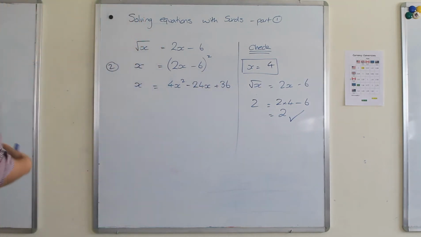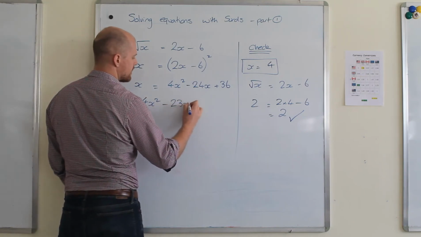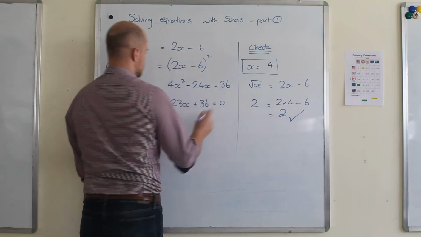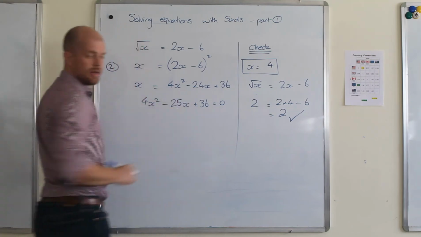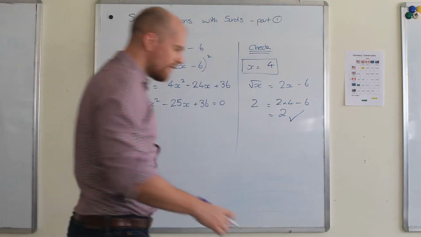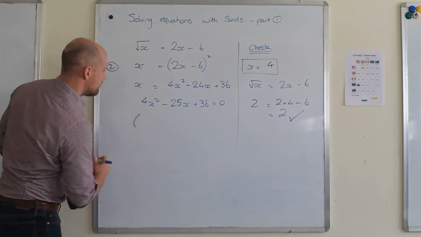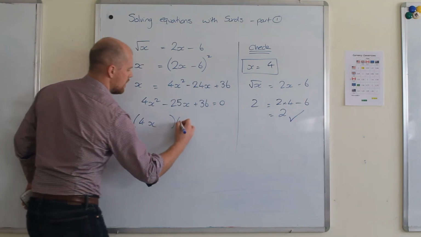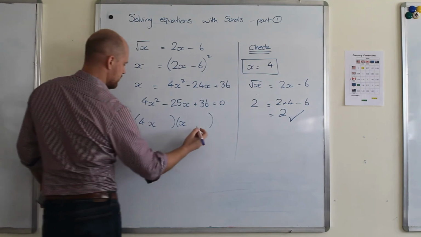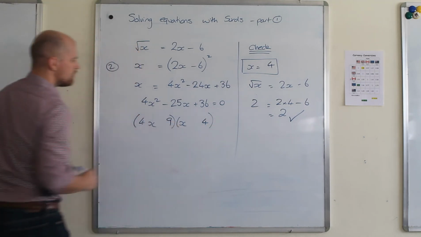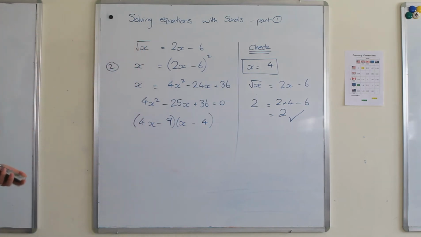Okay? So what I'm now going to do is solve it as before. 4x squared minus 25x plus 36 equals 0. You could probably factorise this, or I'm going to use the quadratic equation, it doesn't matter. If I factorise it, I'll have a 4x and an x, a 4 and a 9, I believe, 16, 25, that would work. 4 and a 9, I would need a minus and a minus. 16 and 9 is indeed 25, yes.